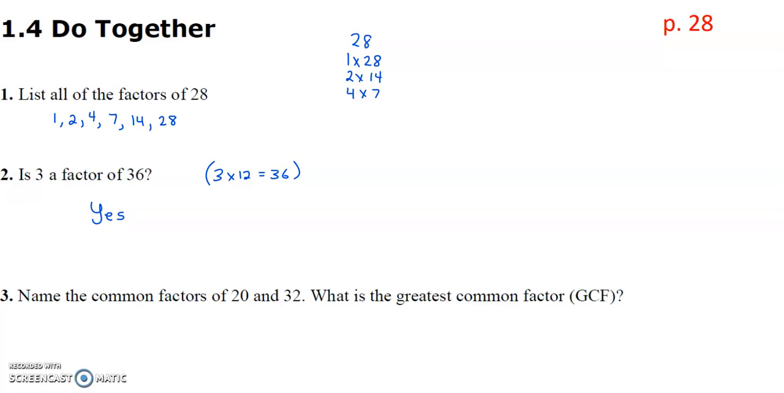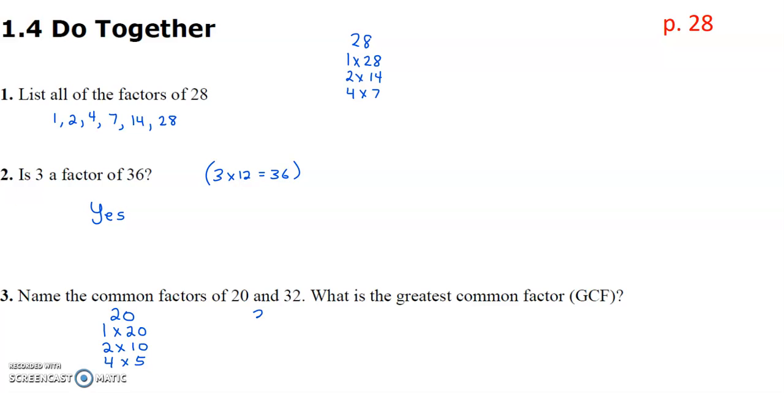Then number 3 says, name the common factors of 20 and 32. What is the greatest common factor? So we need to find our common factors. So let's go ahead and do 20 first. Starting with 1, 1 times 20, then going to our next smallest, 2 times 10. 3 does not make 20, but 4 does. 4 times 5, and we're done there for our factors.